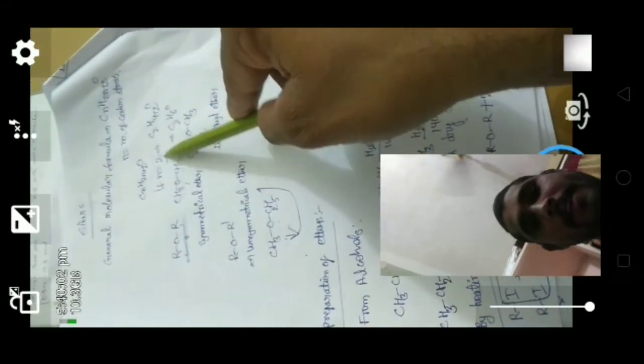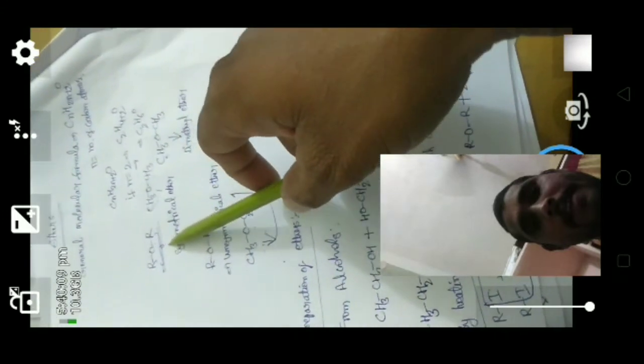Okay, this is about the preparation of ether. Once again I am repeating. Now, this is the general molecular formula of ether, CnH2n+2O. Here n equals the number of carbon atoms present. If you write n equals 2, then we get C2H6O, dimethyl ether.